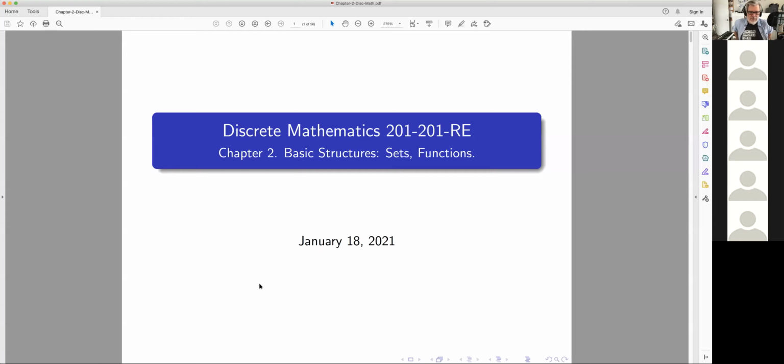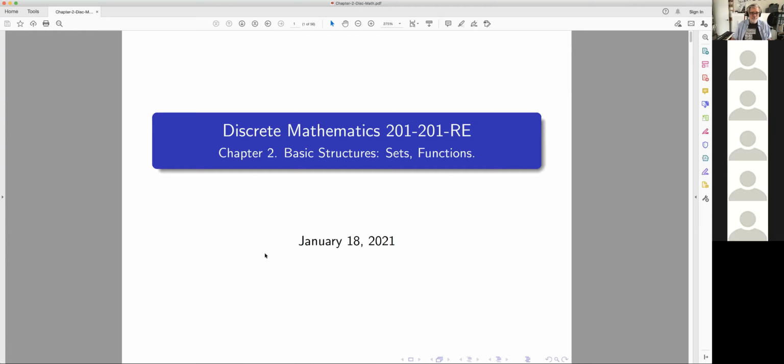Welcome back. As you can see, I'm starting with chapter 2 rather than chapter 1. I mentioned this briefly yesterday. It's an editorial choice. I think chapter 2 is much simpler in a sense than chapter 1, and so it makes more sense to me to start over here, especially since you will have seen bits and pieces of this.